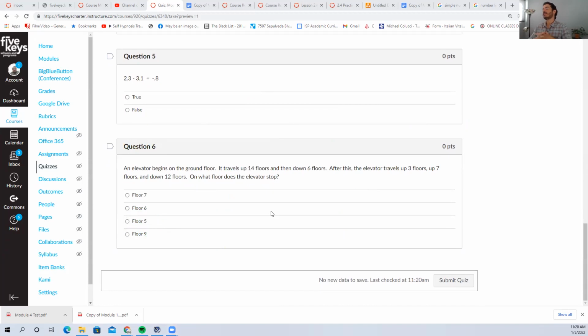An elevator begins on the ground floor. It travels up 14 floors and then down 6. After this, the elevator travels up 3 floors, up 7 floors, and down 12 floors. What floor does the elevator stop? Oh my gosh. Let's see. So we're going to do a number line here. Let's just do it to the side over here.